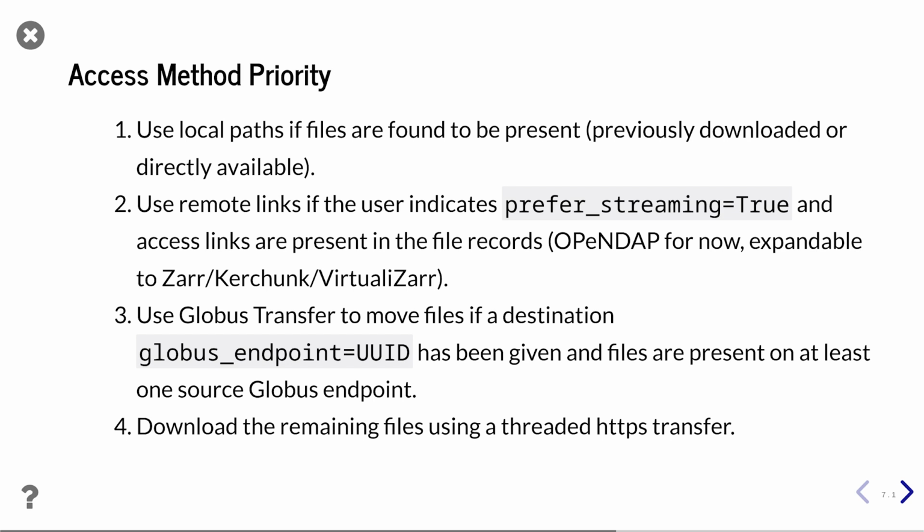Second, if the user has indicated a preference to stream data and such access methods are available, we will harvest and provide these paths. Third, if the user has a destination Globus endpoint to which they prefer to download the data, they may provide the UUID to initiate a Globus transfer. As a last resort, we will download the remaining files using a threaded HTTPS transfer.